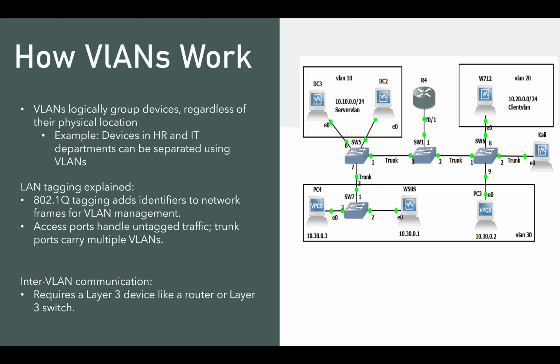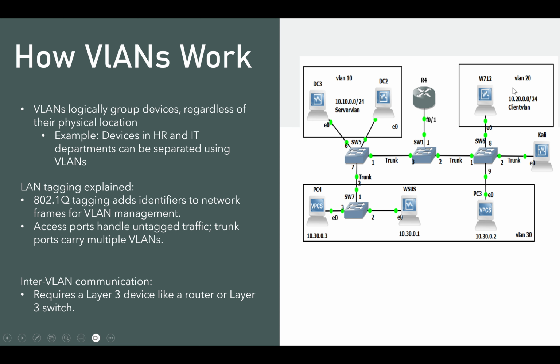Let's take a look at the diagram here. I think it will be better to explain it this way. So you can see this is the router. It's going into three different switches. This is switch 5, which only has access to VLAN 10, which is the server VLAN. So whenever somebody connects to these wall ports, they're only going to be able to access VLAN 10. No other traffic is going to pass through this.